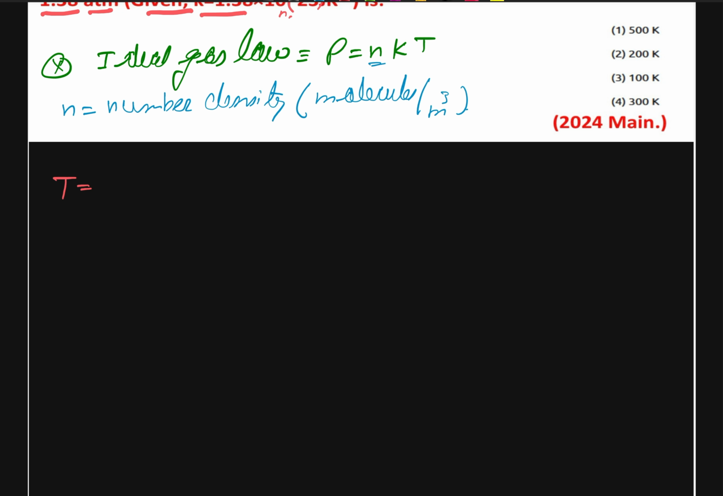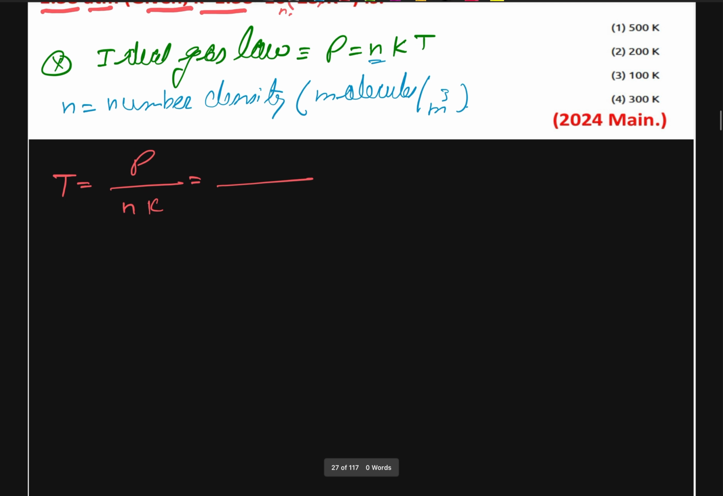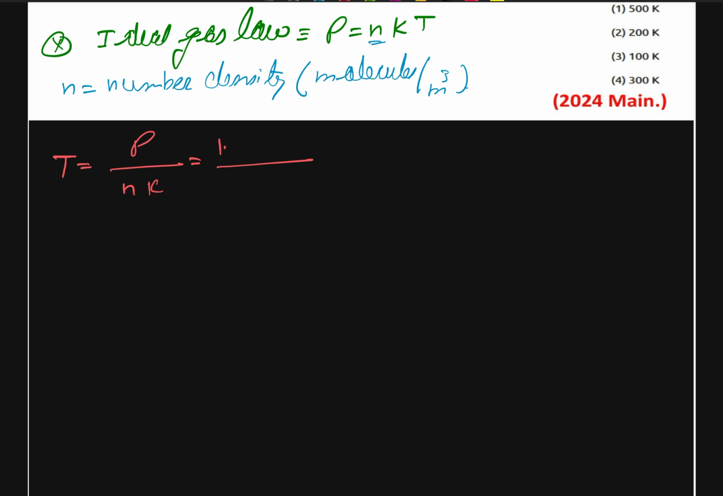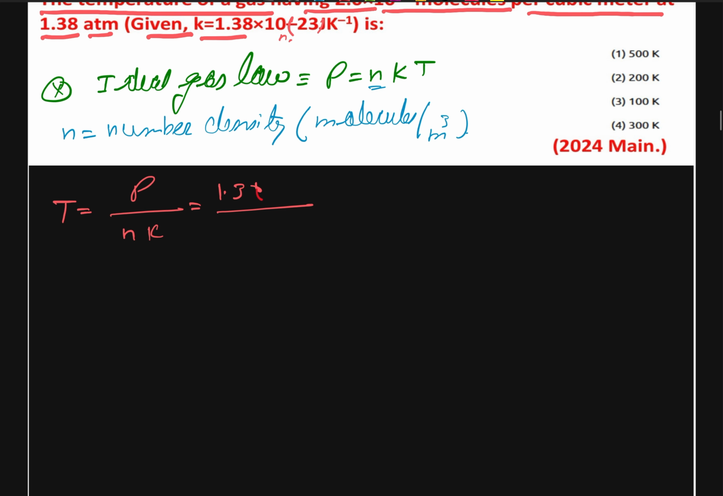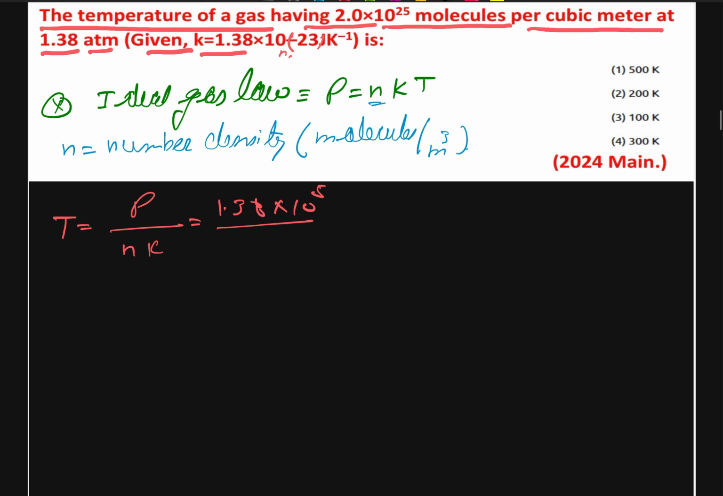Now, because we require the temperature, our temperature will be equal to P upon n times k. P is given as 1.38 atm, so this comes as 1.38 and 10 to the power 5, and n is given to us as 2 into 10 to the power 25, and the constant is 1.38 into 10 to the power minus 23. It's quite easy because 1.38 cancels, so this comes as 0.5.